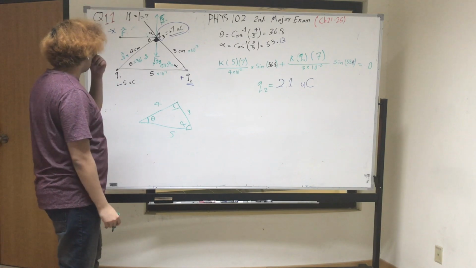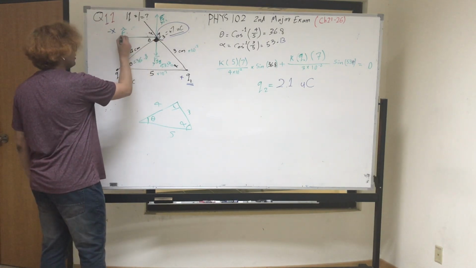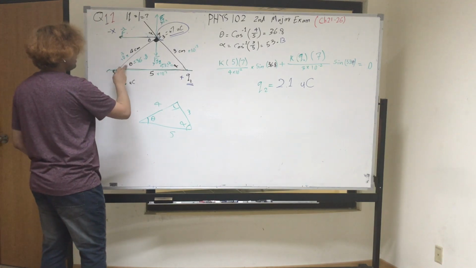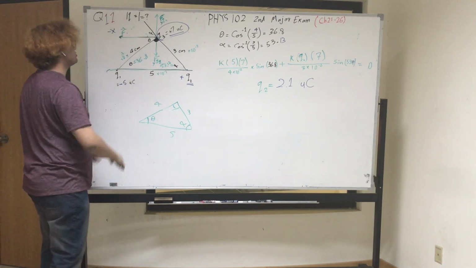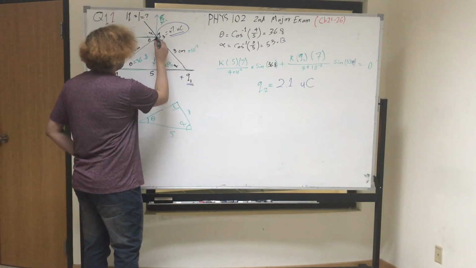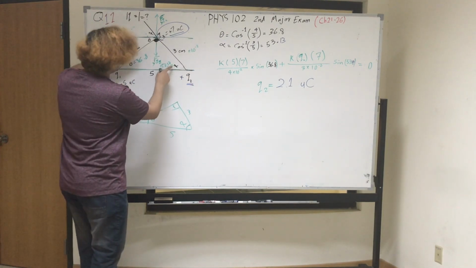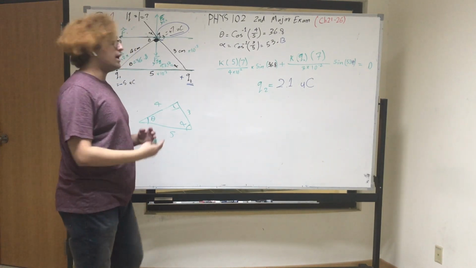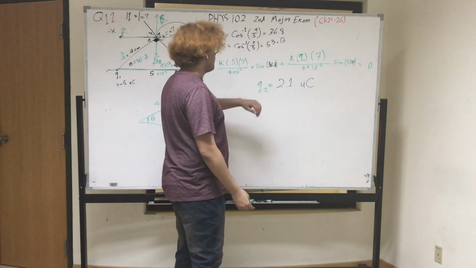Okay, so we know that this line over here is parallel to this line, so this angle must be equal to this angle. This is from middle school. And we know also that this line is parallel to this line, so alpha and alpha must be equal. Now that we have evaluated our angles, we can easily solve for Q2.